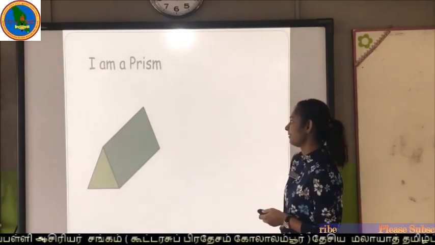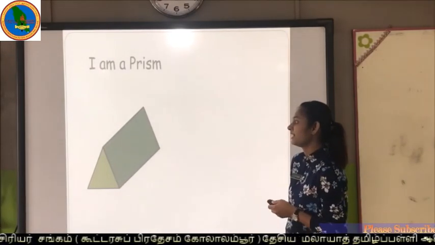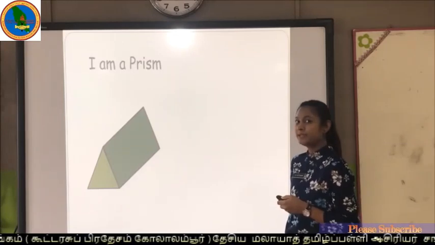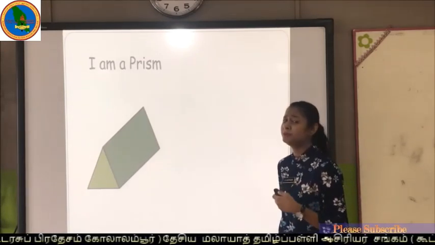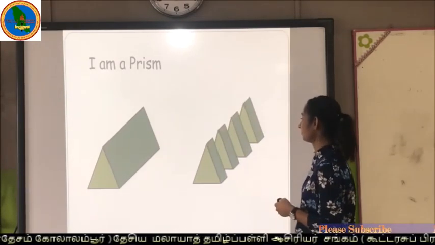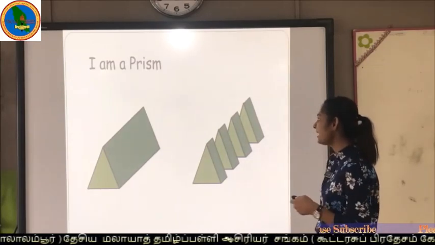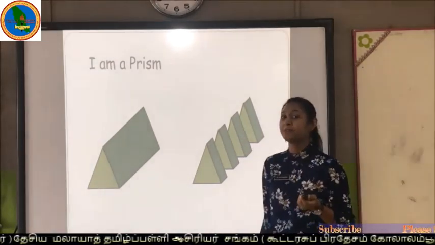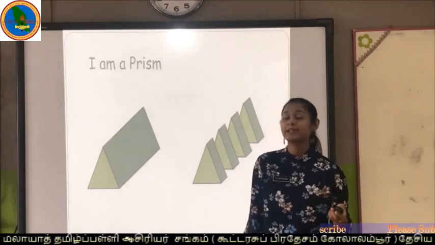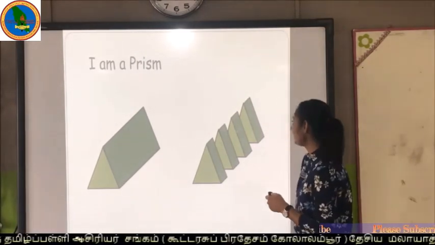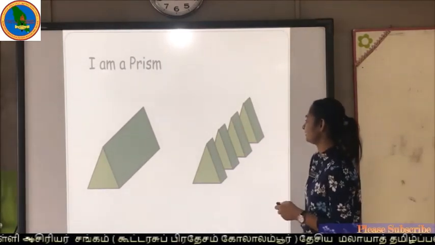I have a prism. This is a triangular prism. Let's see what makes this a prism. Can you recall? Just now we learned about the parallel ends. There we have parallel ends.